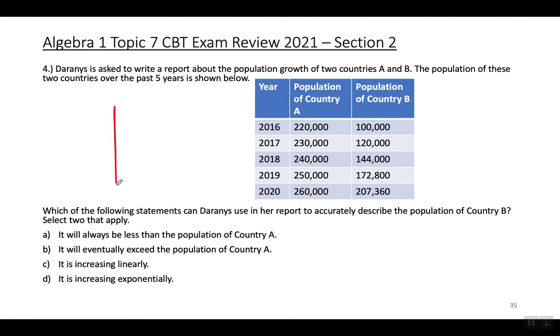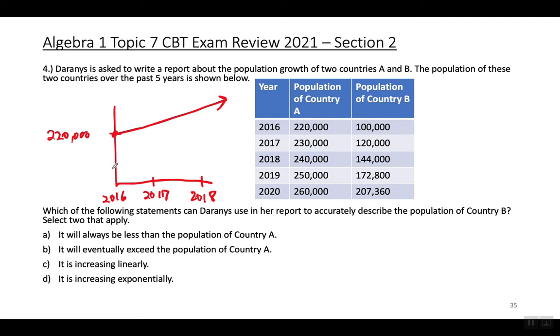Actually, let me do it like this. 2016. I mean, you don't have to do this, I'm just doing this to picture it. Here's 220,000. The graph would start here and be a straight line. That would be the graph of country A.